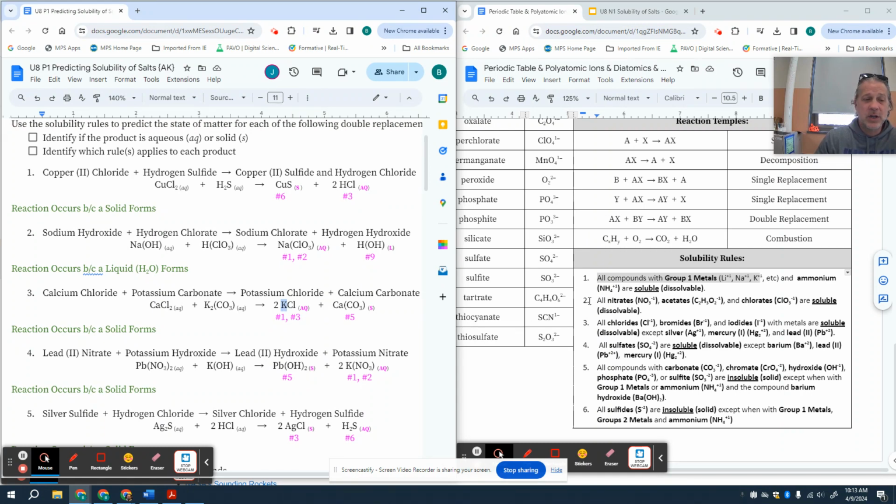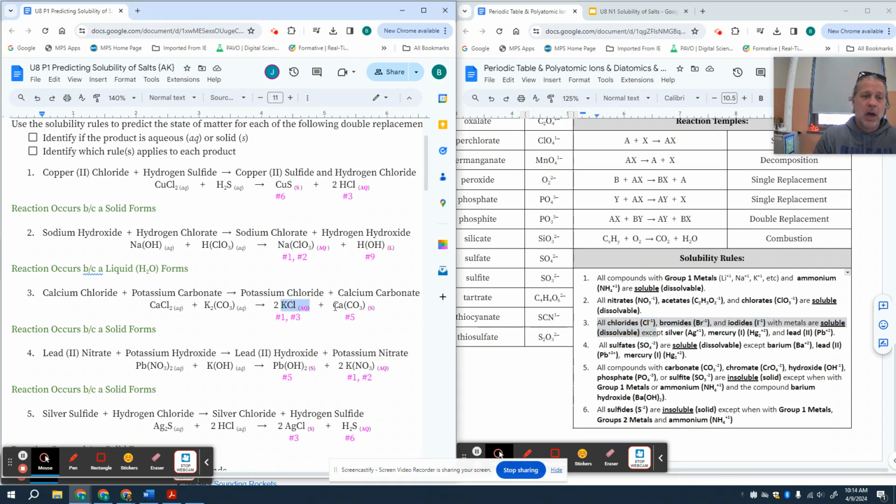If I wanted to continue on and focus on Cl over here, we could do that. We could look at rule number 2: all nitrates, NO3, acetates, C2H3O2, or chlorates, ClO3, are soluble. Well, that rule doesn't apply, so I'm going to look at rule number 3. All chlorides, Cl, well, look, there it is right there. And what does it say? With metals are soluble, except if it's with mercury, silver, and lead. And potassium is not mercury, silver, or lead. So rule number 3 also makes KCl aqueous.